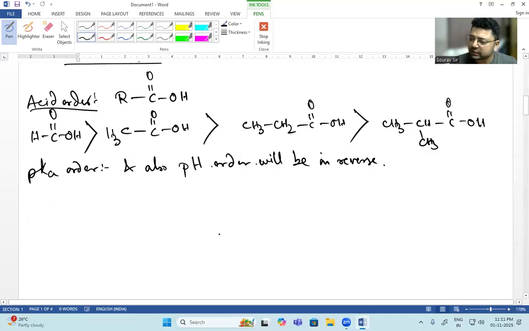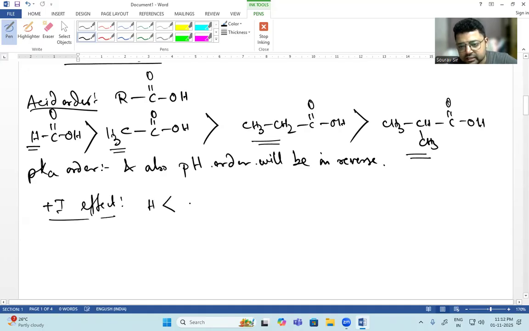Then aromatic carboxylic acid is also there, dioic acid, trioic acid, or we can go on. Then how did we understand the acid order? It has a hydrogen, it has a methyl group, it has an ethyl group. This is an isopropyl group. So the plus I effect of H is least, then CH3, then CH3CH2, then (CH3)2CH. So this group has the highest plus I effect.